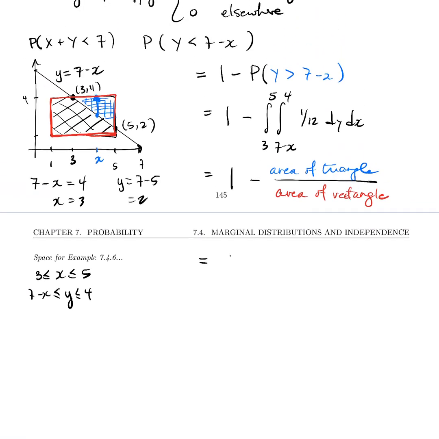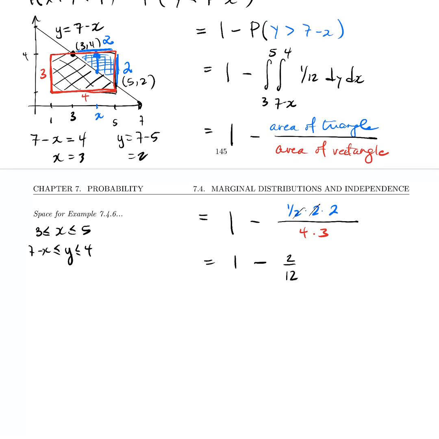So all of that said, let's do the area of the triangle. Well, what is the length of this side? So this side of the triangle goes from 2 to 4, so that's length 2. This side of the triangle goes from 3 to 5, so that's also of length 2. So 1/2 the base times the height. And then the area of the rectangle, we've got from 1 to 5, which is 4, and from 1 to 4, which is 3, so 4 times 3. So this is 1 minus, and these will cancel, 2/12, which is 1/6, and so our answer is 5/6.